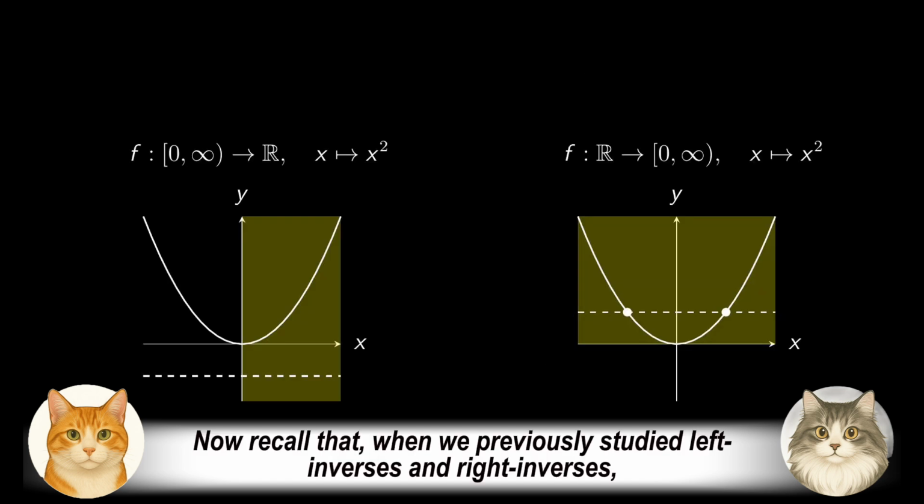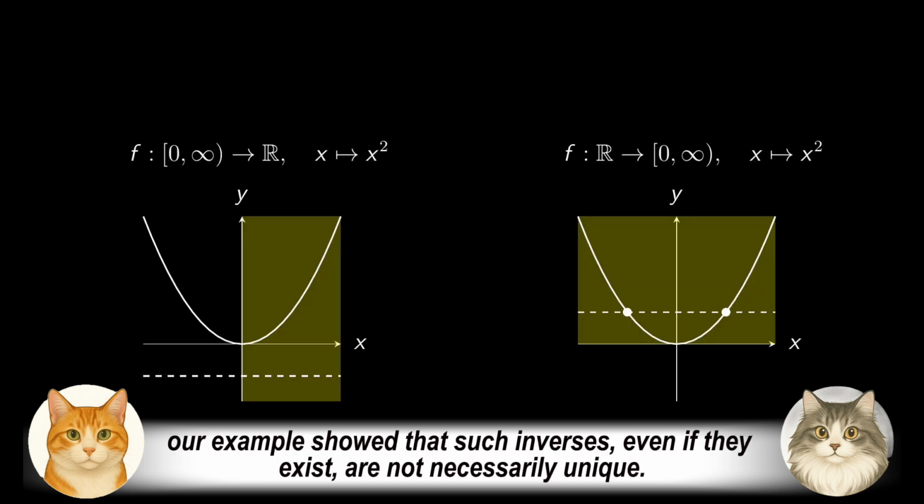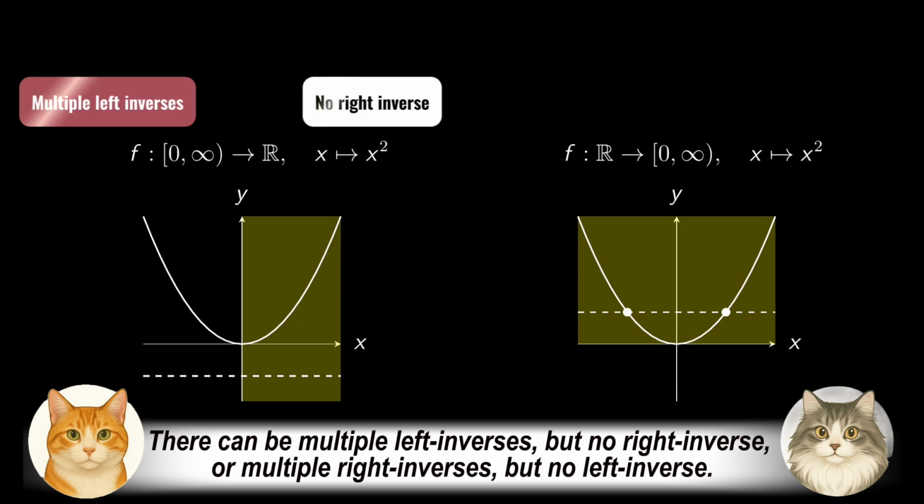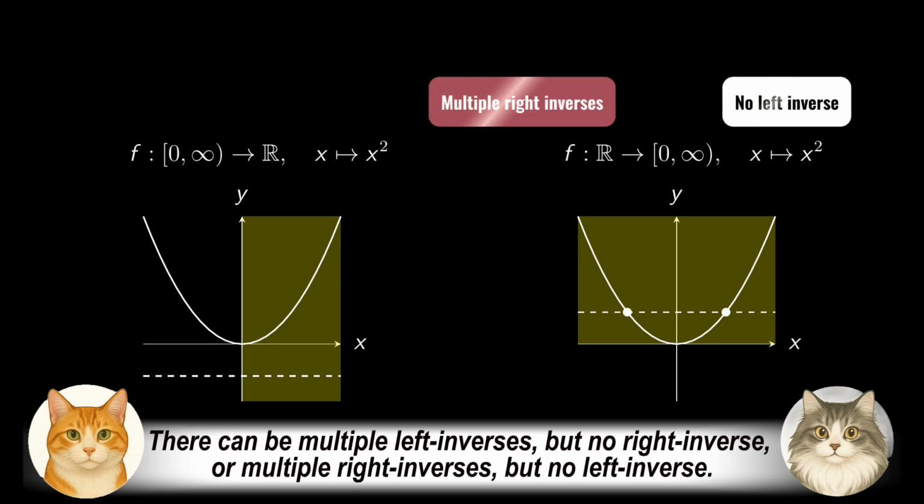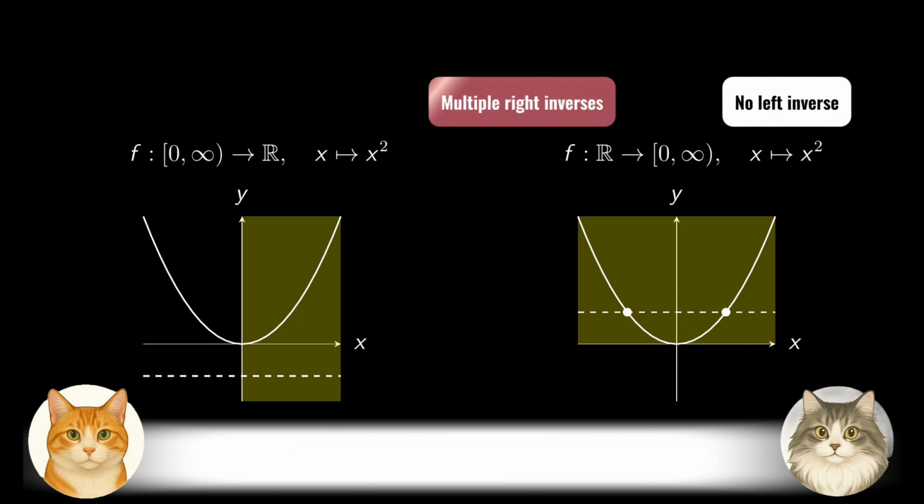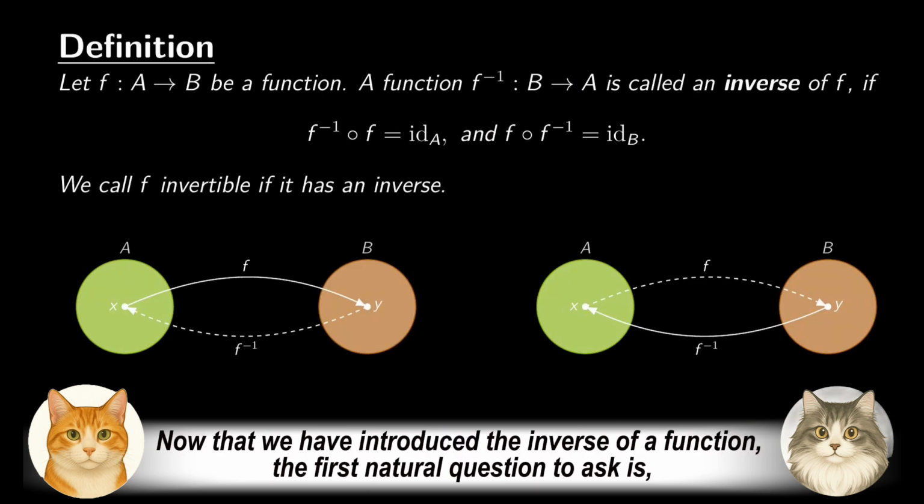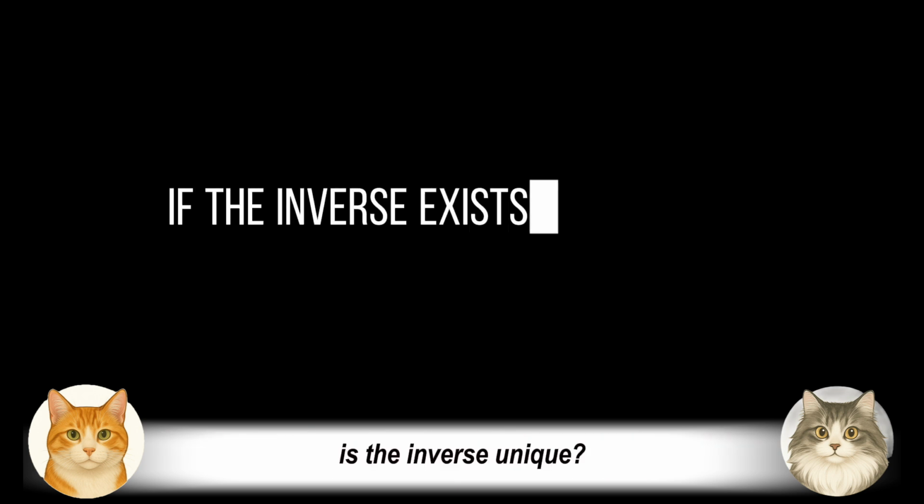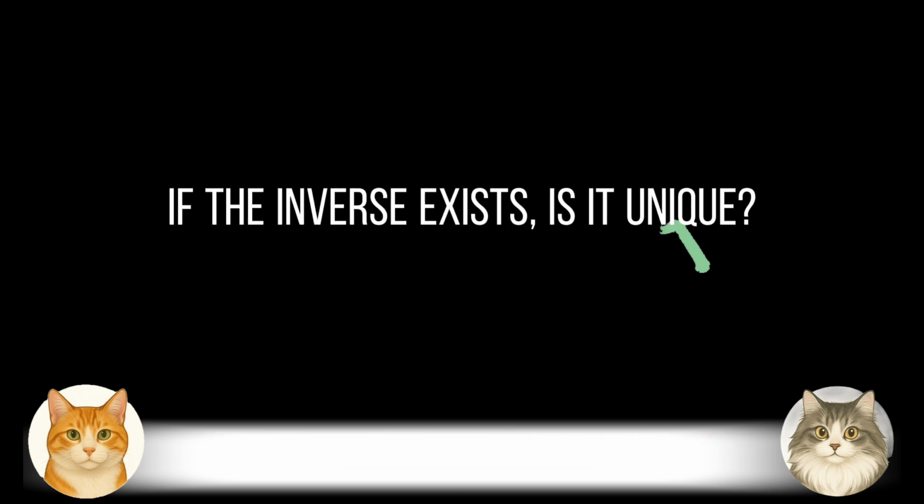Now recall that when we previously studied left inverses and right inverses, our example showed that such inverses, even if they exist, are not necessarily unique. There can be multiple left inverses, but no right inverse, or multiple right inverses, but no left inverse. Now that we have introduced the inverse of a function, the first natural question to ask is: is the inverse unique? The answer is yes. If it exists, then it is unique.